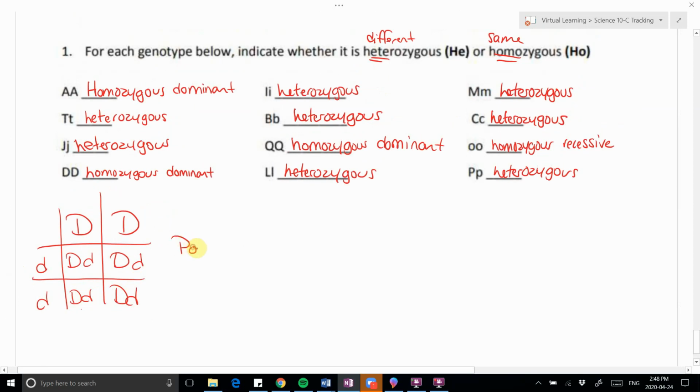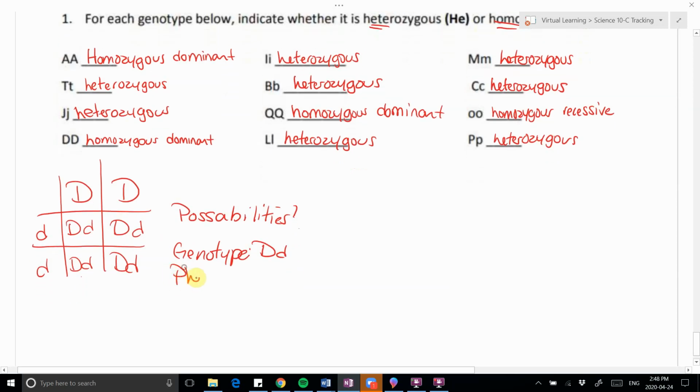So if I'm asked what are the possibilities, in this case, for the genotype, remember for the letters, the only possibility is a capital D and a lowercase d. There's no other options. So for phenotype, what's that going to look like? Oh, we didn't say what D meant. Let's say it means dark hair. We know that the offspring is definitely going to have dark hair.